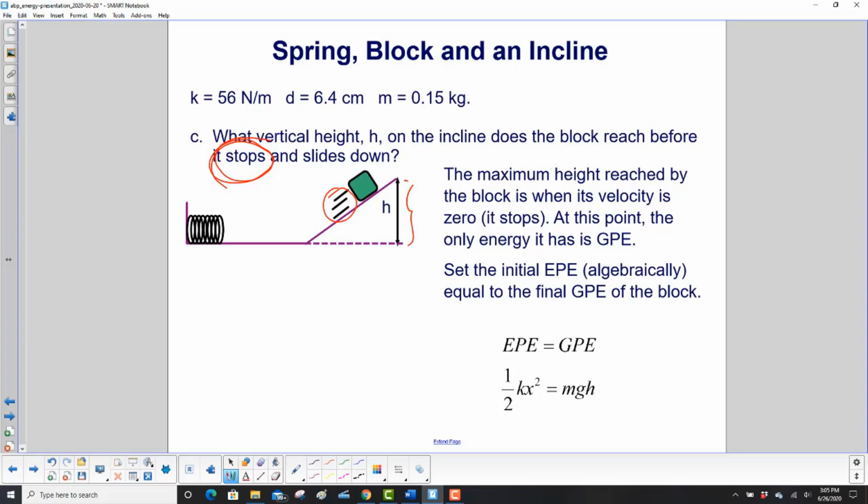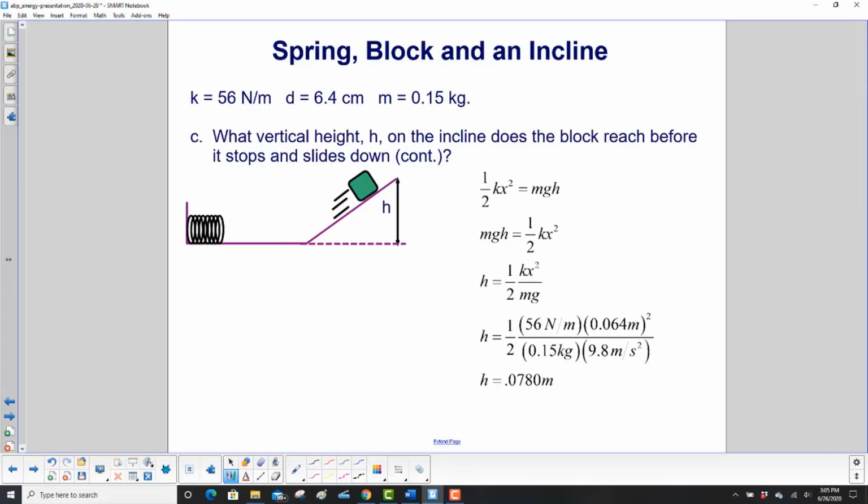When we get to the trig physics course, we'll actually find the distance that it goes up the incline. But for now, we just want to find its vertical height above the ground. Set the initial EPE, again, algebraically, equal to the final GPE of the block. We actually don't care about the velocity of the block, don't need it, just need initial and final states. We have 1/2 kx squared is mgh.